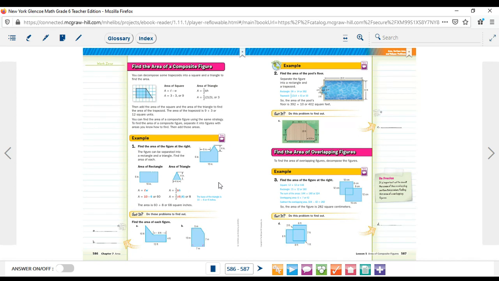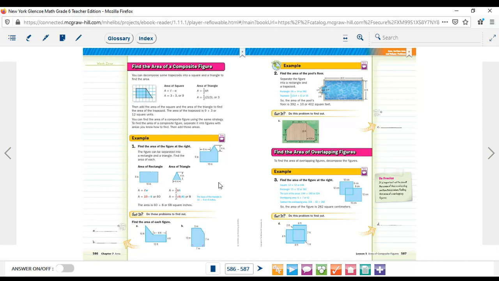If you look at letter A at the bottom, it says find the area of each figure. So if we break up letter A into a rectangle and a triangle, just like we did in example number 1, let's first find the area of the rectangle. Rectangle would be length times width. The length would be 12, the width would be 4, so 12 times 4 is equal to 48.